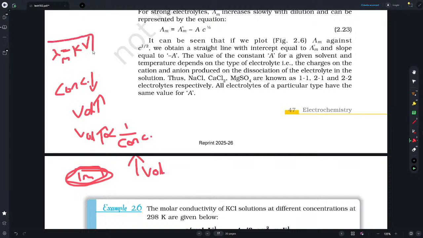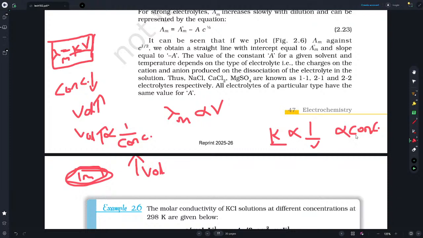Here, molar conductivity increases with the increase in volume. As volume increases, we see that molar conductivity is directly proportional to volume. But in another case we saw that conductivity is inversely proportional to volume and directly proportional to concentration. Before we saw that conductivity is proportional to concentration, but molar conductivity is proportional to volume. As the concentration decreases, as the volume increases, molar conductivity also increases. I'll be erasing this.